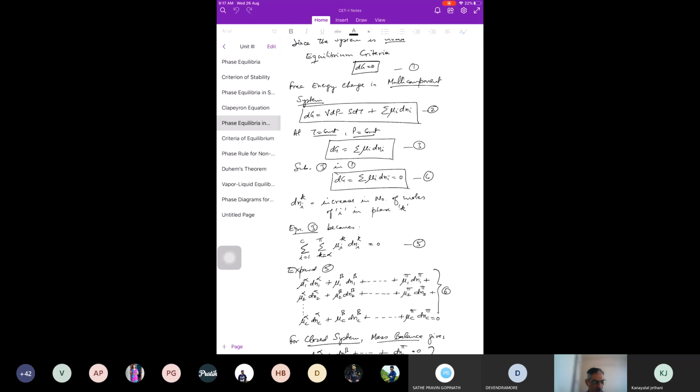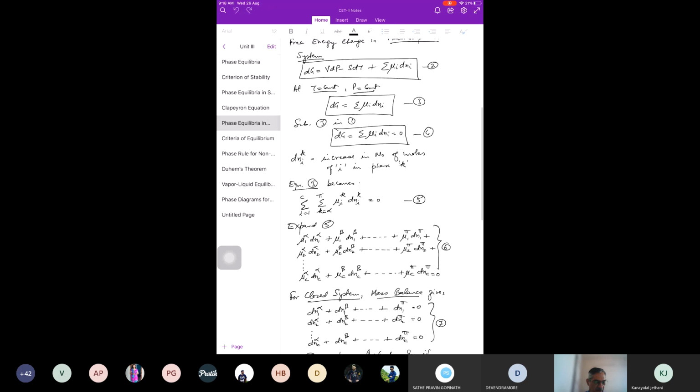Yes, sir. So that's why we are doing a double summation. Summation for components from i equal to 1 to C components, and then summation for all phases k equal to alpha to pi phases, and then we write mu subscript i, that is component i in phase k, superscript k, and dN_i, component i in phase k, that is equal to 0. Equation 5. Understood? Yes, sir.